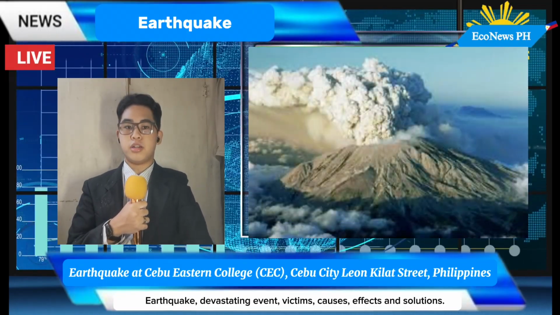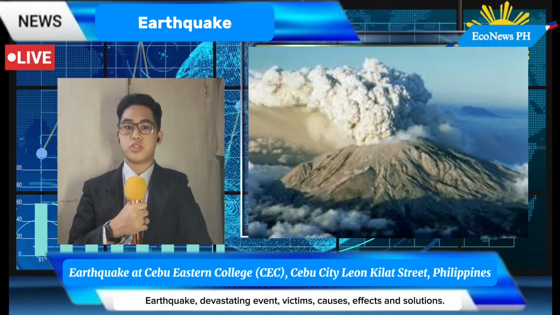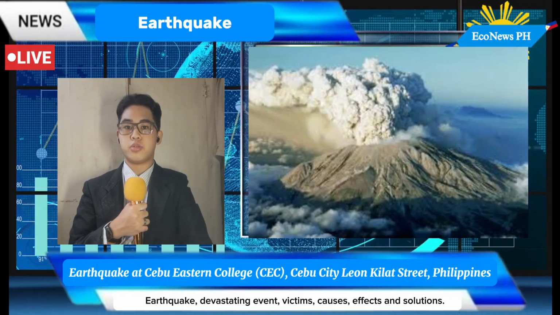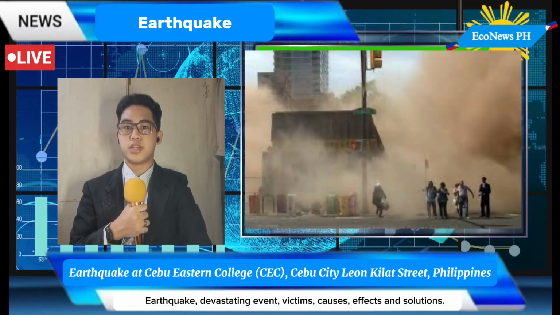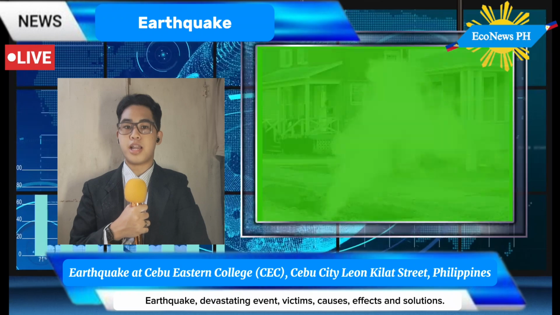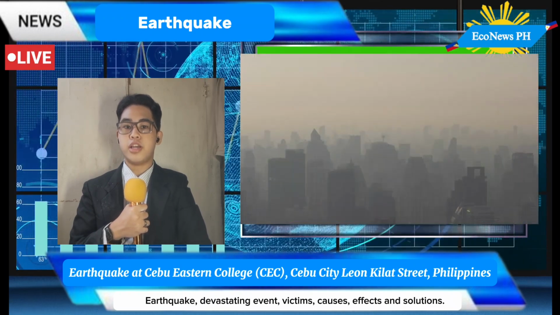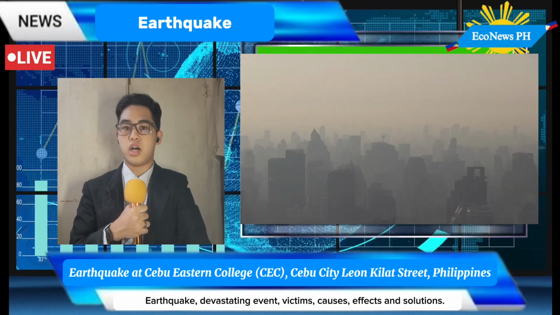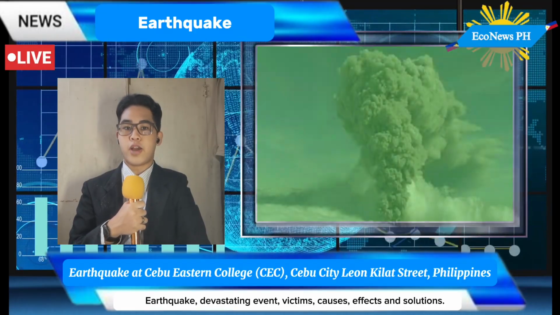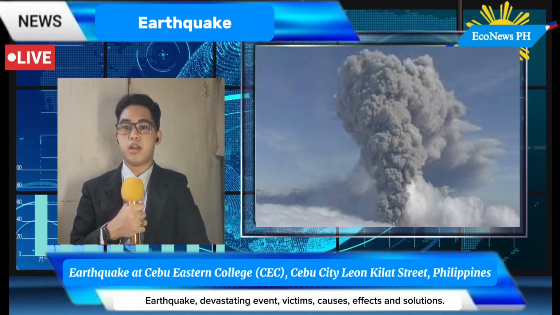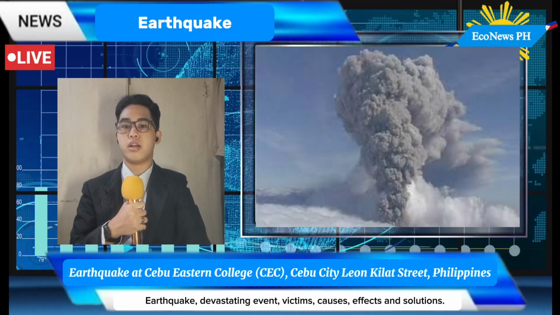In the atmosphere, the quake may trigger fires or even volcanic eruptions, releasing ash and gases into the sky. Dust from collapsed buildings will mix with smoke and broken gas lines. This will lower air quality and cause breathing problems. If ash clouds form, they may block sunlight and cool the surrounding air.